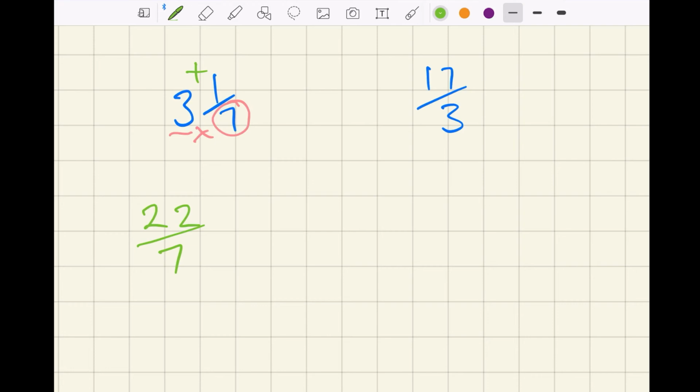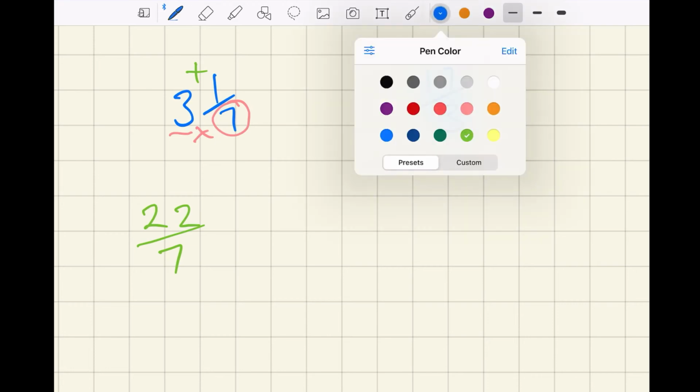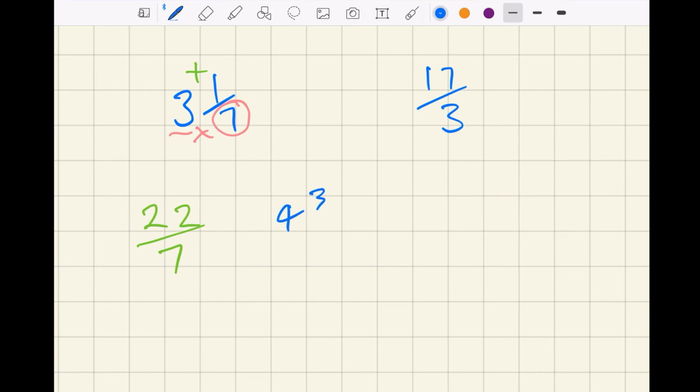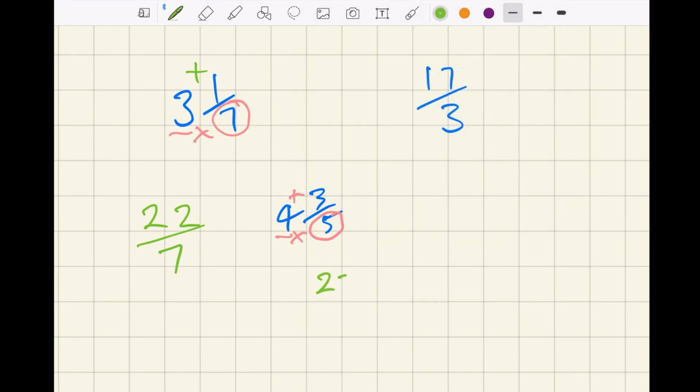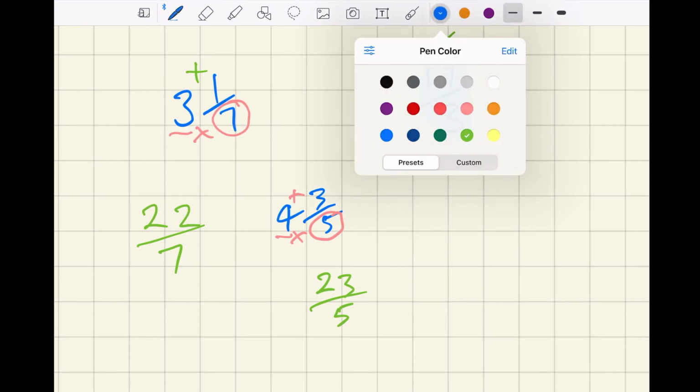so you can see that that works. If we do another quick example, 4 3/5, for example, maybe you can get ahead of me and figure out what it is. So I'm going to take the denominator, I'm going to multiply it by the whole number, 4 times 5 is 20, and then I'm going to add the numerator, which is 3, 23. So my answer would be, in this case, 23/5.